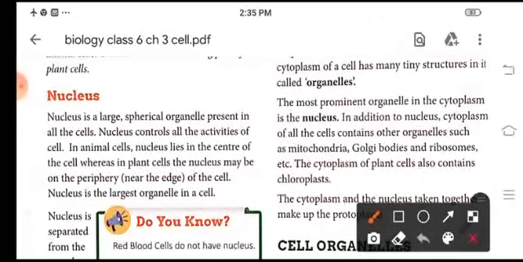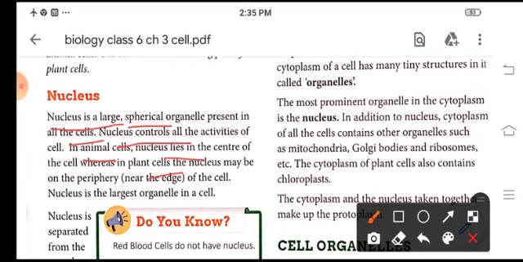Next basic structure is the nucleus. Now nucleus is large in size, it is round in shape, and it is present in all the cells. Without nucleus, cell is dead. This nucleus controls all the activities in the cell. In animal cell, children, nucleus lies in the center of the cell, whereas in plant cell, the nucleus lies on the side of the cell or at the periphery of the cell.